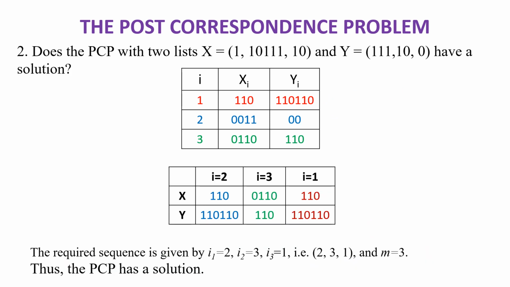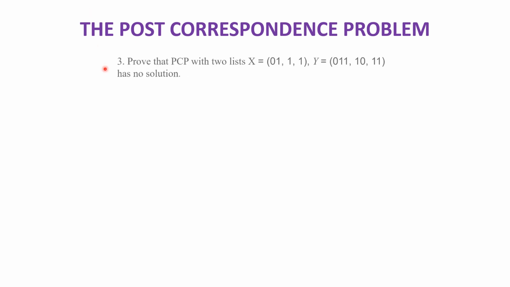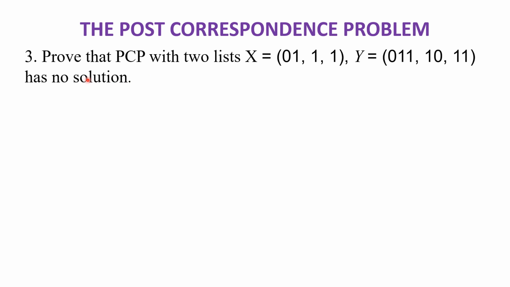So this problem also has a solution wherein it obtains a sequence I equals 2, 3, 1, wherein both the strings, the upper half and the lower half strings, are equivalent with each other, where M equals 1, 2, 3. Thus, this PCP has a solution with a sequence 2, 3, 1. Let us see another PCP problem which has no solution.